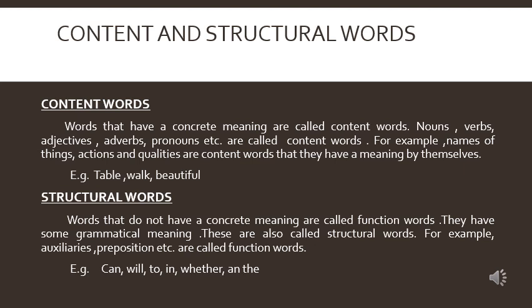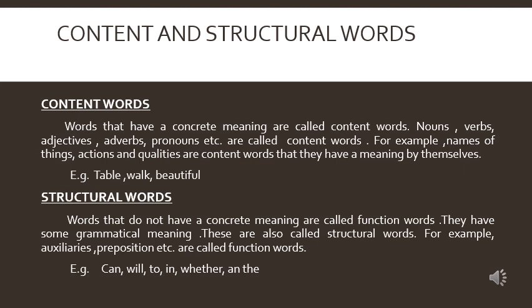Next we will see what are content and structural words. Words that have a concrete meaning are called content words. For example, nouns, verbs, adjectives, adverbs and pronouns are called content words. For example, the name of a thing, some action, qualities. Such vocabularies are called content words, for example, table, walk, beautiful, bus.